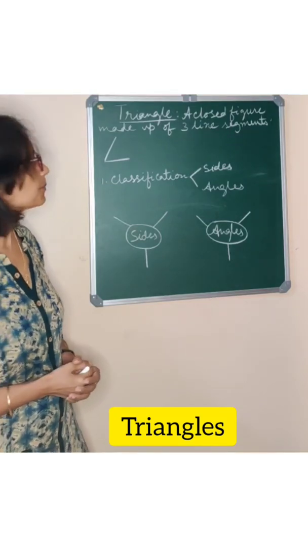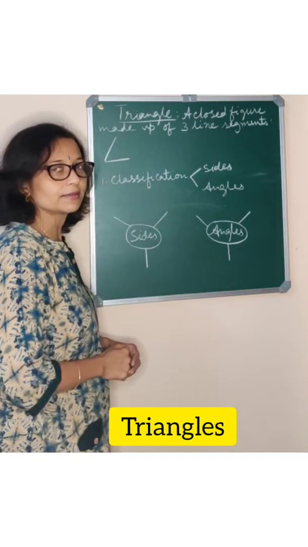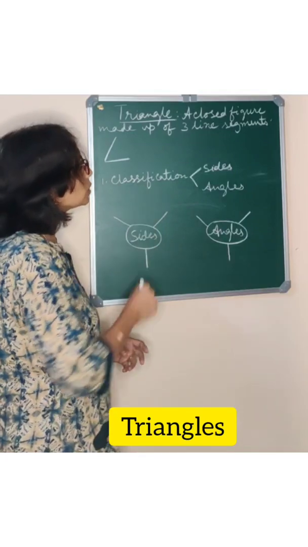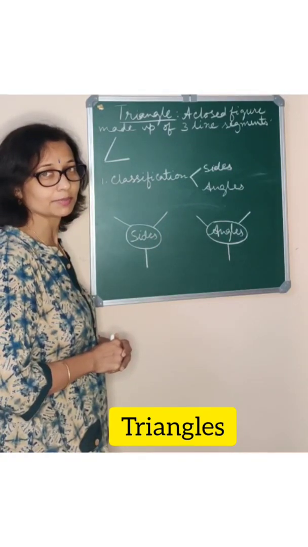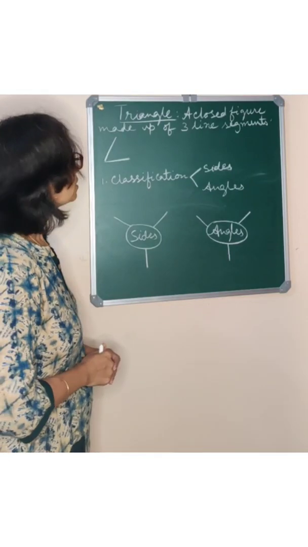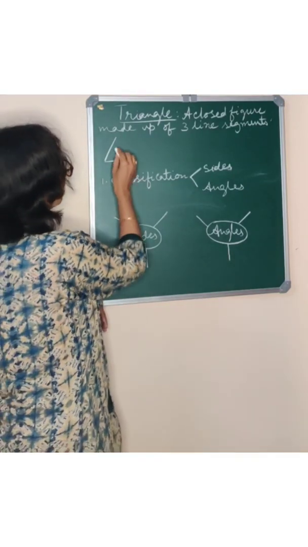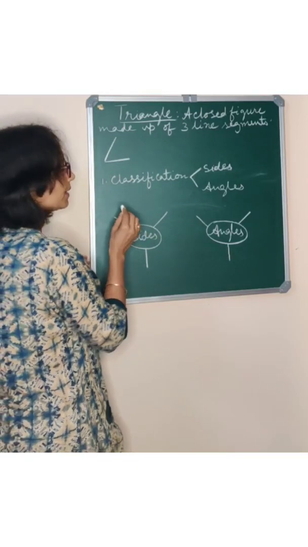Now let's begin. What is a triangle? A triangle is a closed figure made up of three straight line segments. So how can we easily make a triangle?